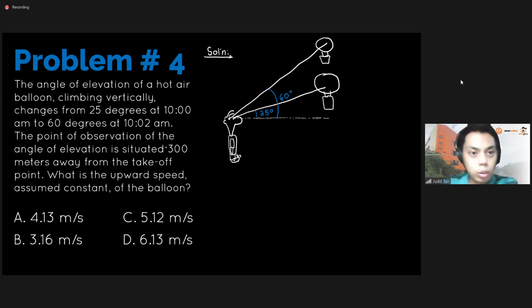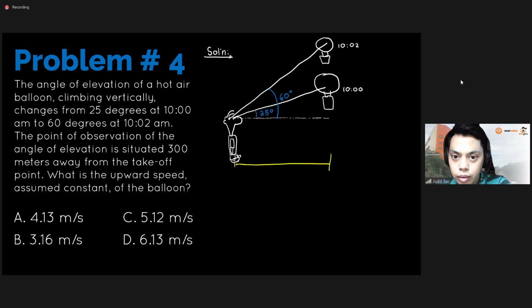Okay, next. So, sige, 25 degrees siya nung 10 o'clock. Pero nung 10:02, naging 60 degrees. Okay. So, ano pala yung question dito? The point of observation of the angle of elevation is situated 300 meters away. Okay, sige. Noted na yung distance towards the balloon is 300 meters. So, question, what is the upward speed, assumed constant, of the balloon?